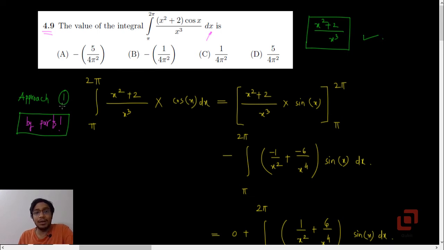Now the approach one partially worked, because it allowed me to disqualify options C and D, because it led me to the conclusion that the integral's value will be negative. So let us see what this approach one is saying.